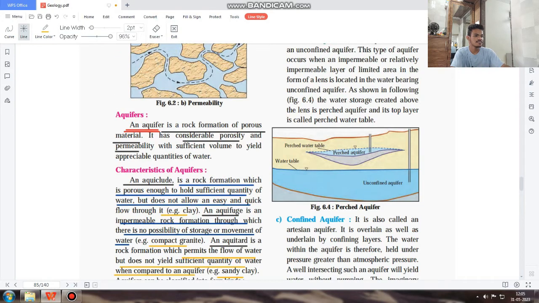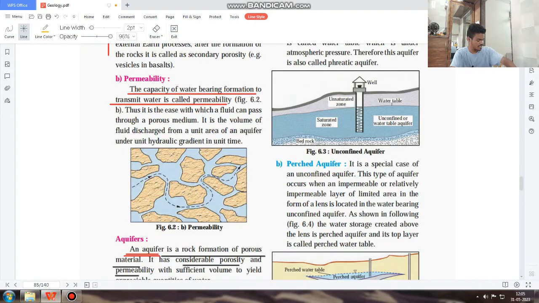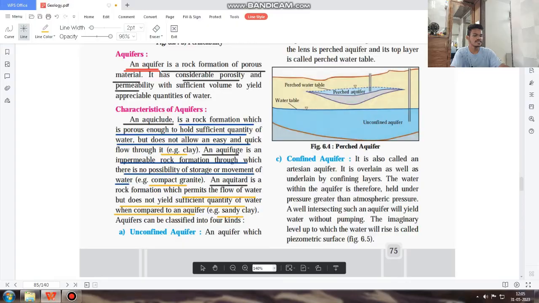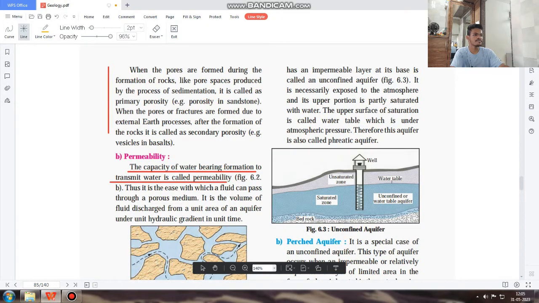Now aquifers are further divided into unconfined, confined and perched. Okay, it can come, I'm not sure. So the definition of an unconfined aquifer: you can say an unconfined aquifer has an impermeable layer at its base, hence it is called unconfined. The bedrock is that layer at the base. The upper surface is called the water table, hence it is under atmospheric pressure, therefore it is also called a phreatic aquifer. Yes, important thing to remember: phreatic aquifer. Diagram is important.